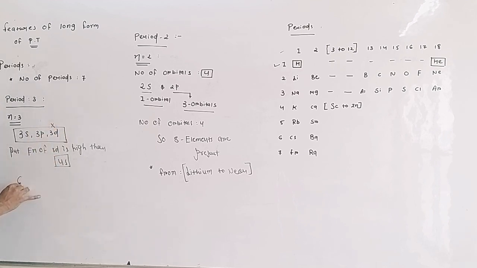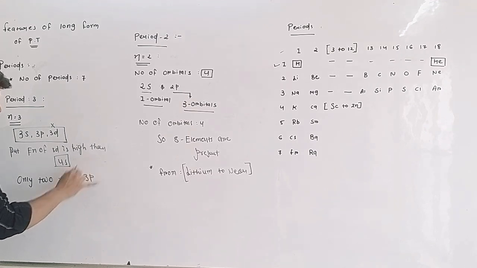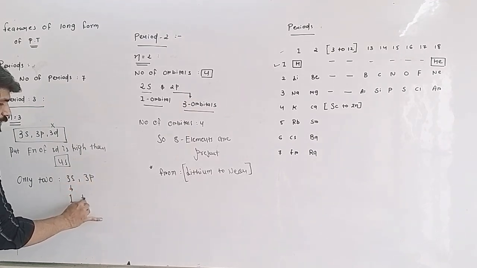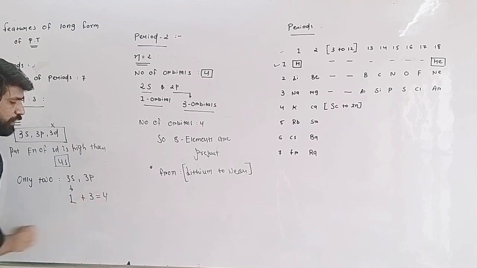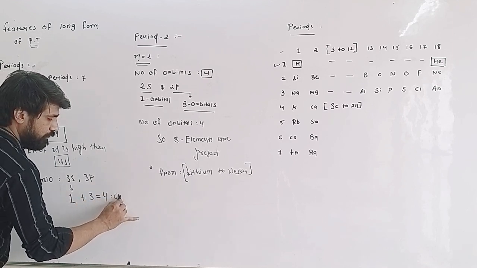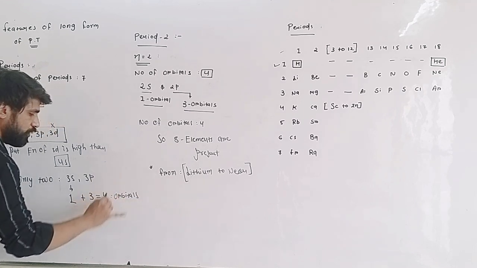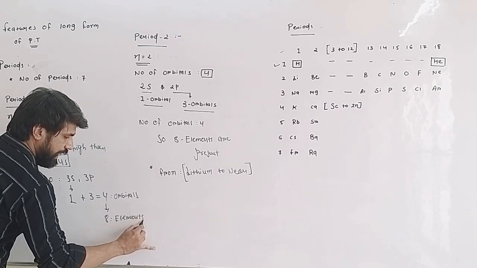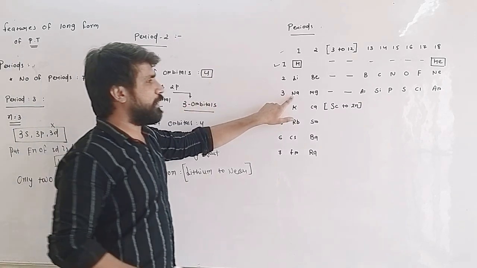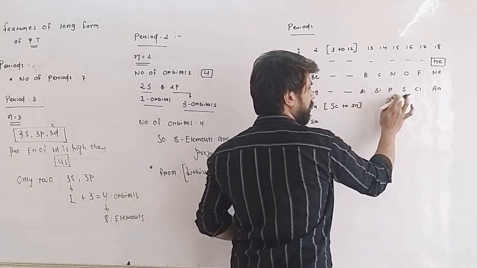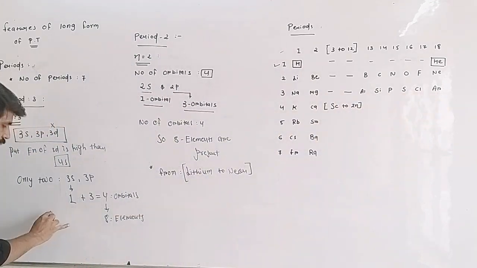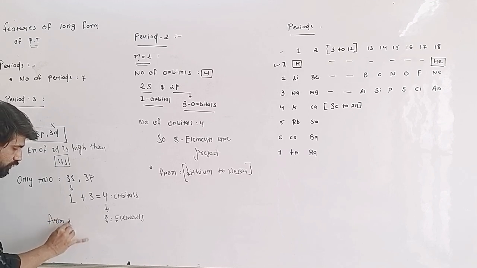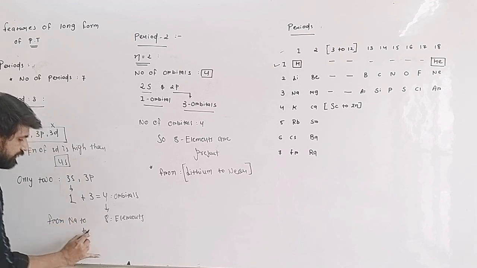So only two orbitals, two subshells are present. Which ones? 3s and 3p. Again 3s has one orbital plus 3p has three orbitals, so total four orbitals are there. So 8 elements are present. What number of elements? 8 elements. Which are the elements? From sodium to argon. See, 1, 2, 3, 4, 5, 6, 7 and 8, from sodium to argon. Is it clear?